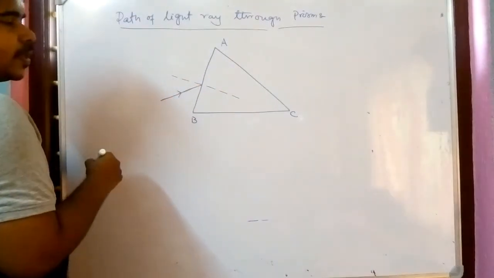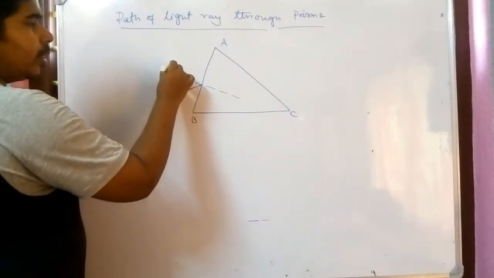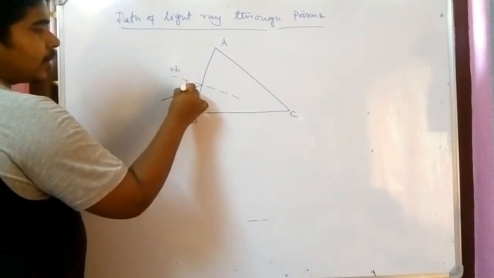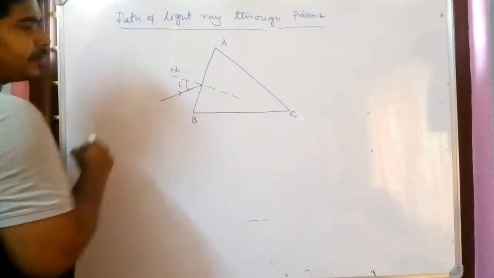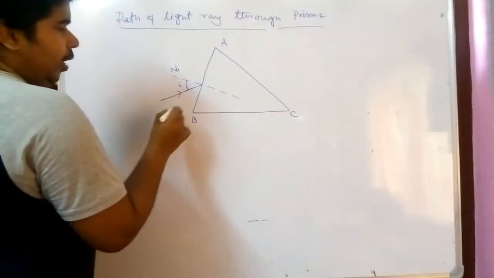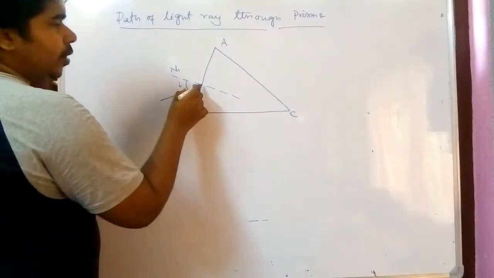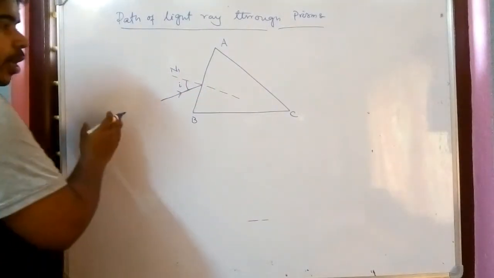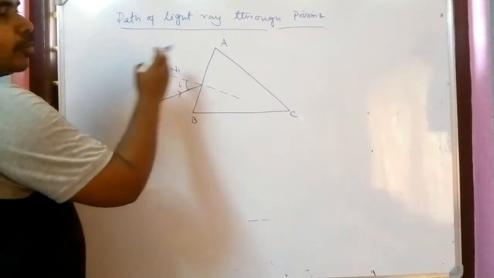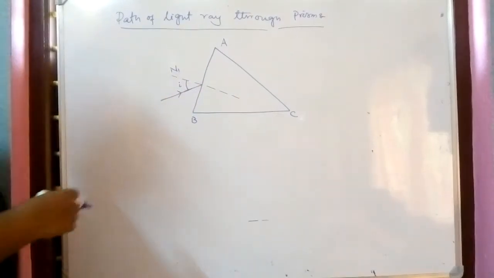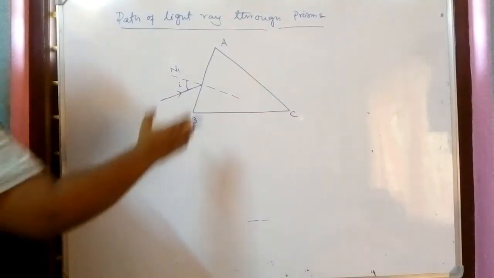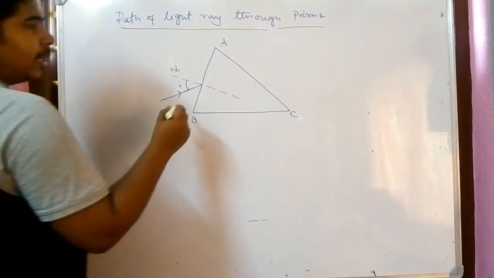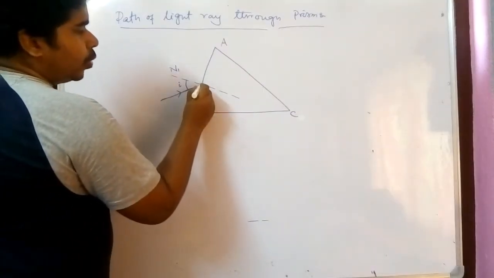Okay, so this is the normal on incident surface AB. So this is the angle of incidence I. Clearly, when the light ray is incident on the AB surface, it enters from a rarer medium to a denser medium, because generally a prism is made of glass and outside it is air, so it is rarer. We have entered the denser medium, so the light ray will bend towards the normal.